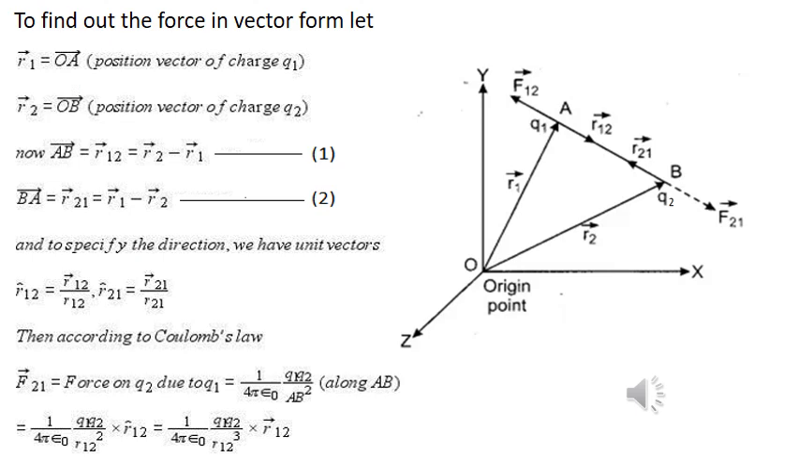Now according to Coulomb's law, the force acting on Q2 due to Q1 is equal to 1 by 4 pi epsilon naught Q1 Q2 by AB square from A to B. Now putting the value of AB from equation number 1, we will get 1 by 4 pi epsilon naught Q1 Q2 by r12 square into unit vector r12. Again putting the value of unit vector from the previous equation, we will get the value of force in vector form: 1 by 4 pi epsilon naught Q1 Q2 by r12 cube into vector r12.